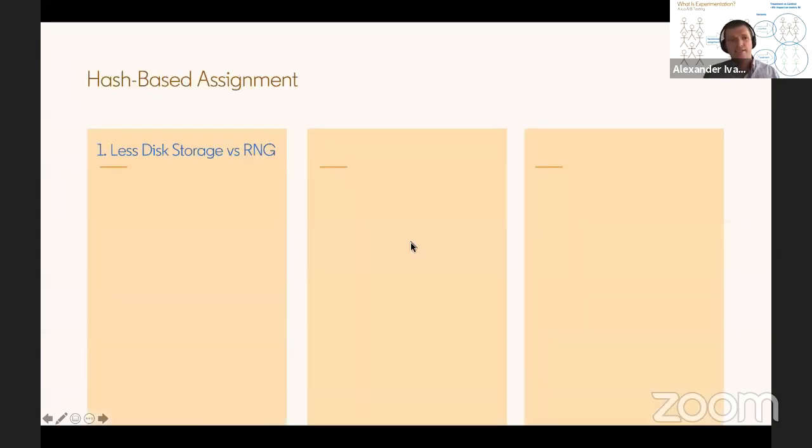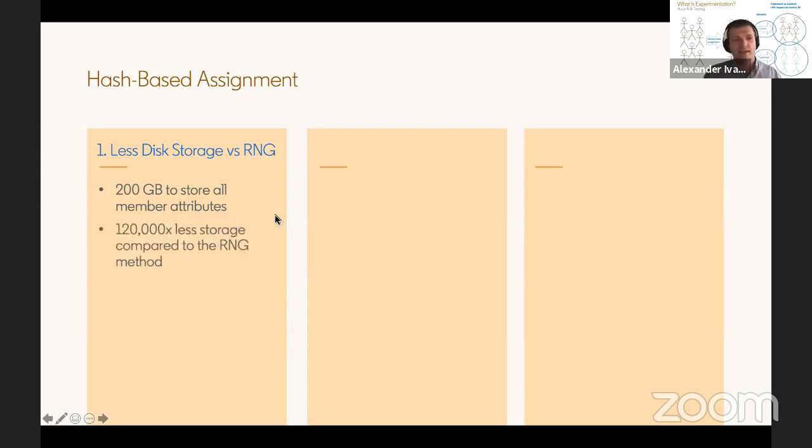So the hash-based assignment is actually pretty good for scaling your A/B testing platform. First of all, it uses less disk storage. We only use 200 GB of an online database to perform targeting functions, for example when you need to run an experiment only on the US population or maybe on the Belgium population. And that's around 120,000 times less than would have been required for the RNG method.